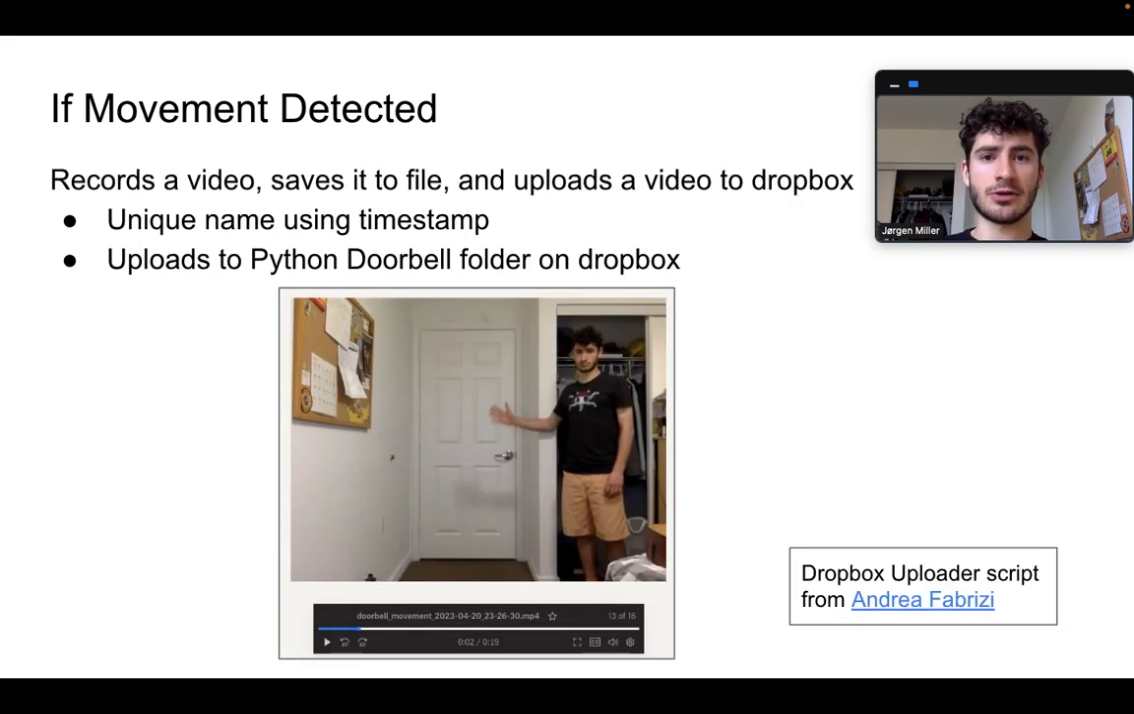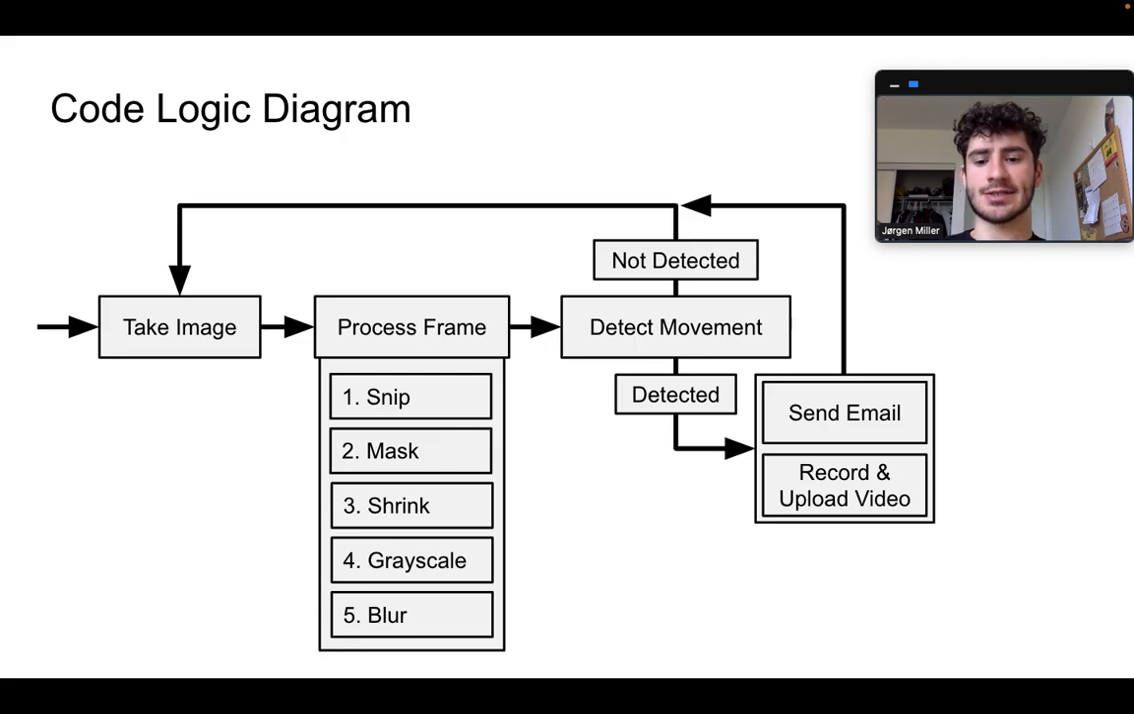On the other hand, the video is very important information for the user. I record a video, save it to file, and upload it to Dropbox. I used a unique name using the timestamp with a 1-second resolution to name the videos so that none would ever collide with each other. They upload to a designated folder on Dropbox so that they'll all be available. I accomplished this using Andrea Fabrizi's Dropbox uploader script from GitHub. When this whole process has completed, we loop back to the beginning to compare a new frame.